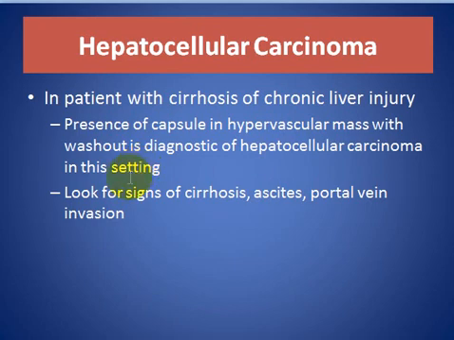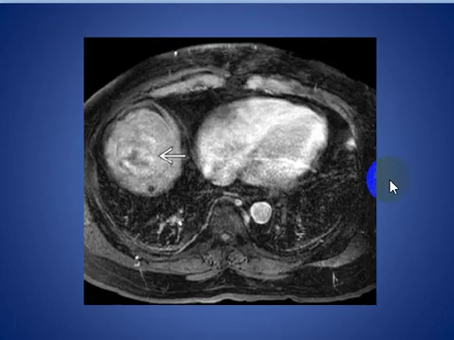Hepatocellular carcinoma in patients with cirrhosis or chronic liver disease, a presence of capsule in hypervascular mass with washout is diagnostic of hepatocellular carcinoma in this setting. Look for signs of cirrhosis, ascites, portal vein invasion. As we see here, hepatocellular carcinoma in this 56-year-old man with heterogeneous hypervascularity on the arterial phase, and it is seen on segment 2.